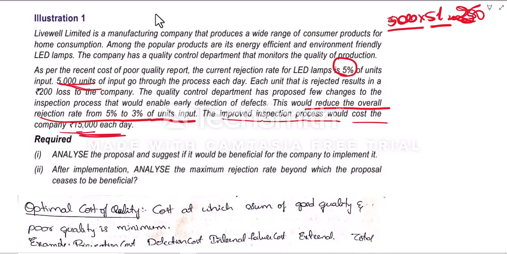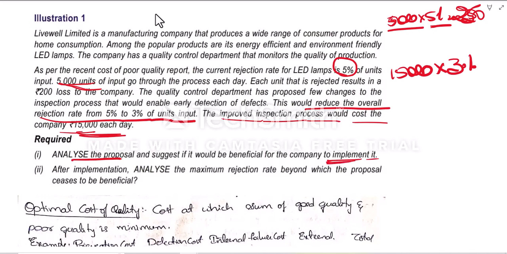Okay, if we incur 15,000 each day, 3% will be the rejection rate. So we need to find the quality cost under both the schemes, analyze the proposal and suggest if it would be beneficial for the company to implement it. So we need to find whether the new scheme is beneficial or not.